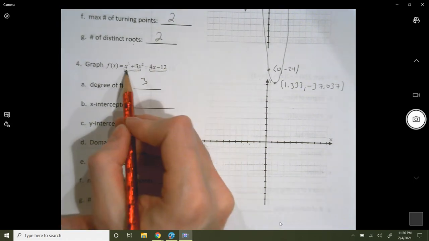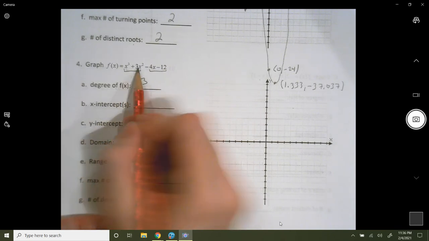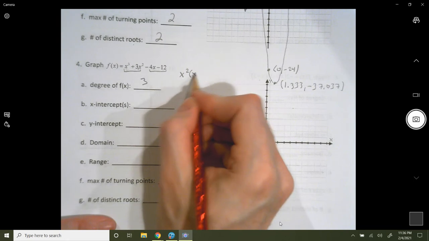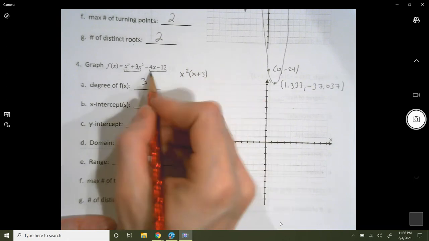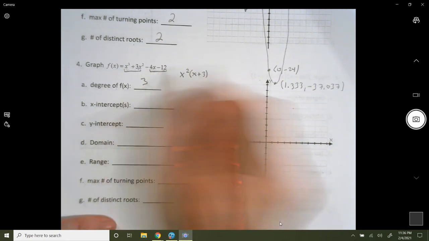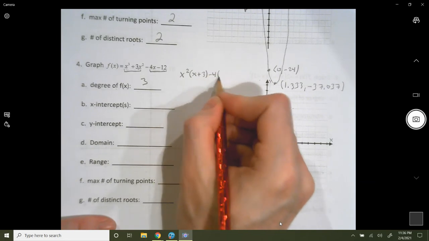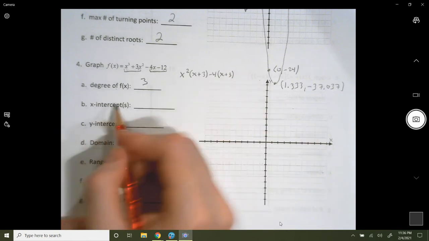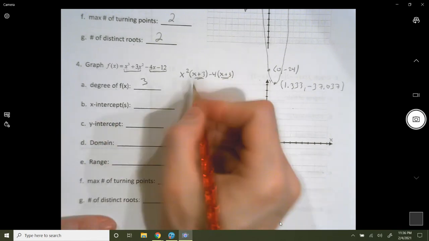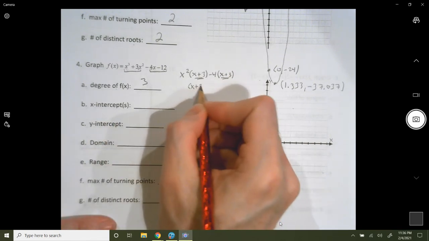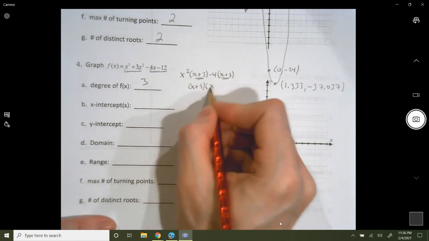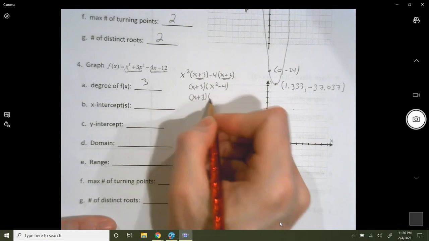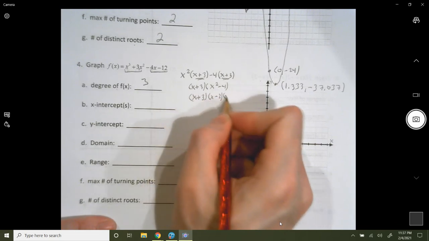I think out of the first 2, I can factor out an x squared, and I've got x plus 3. And out of these 2 terms, I can factor out a negative 4, minus 4 times x plus 3. So I've got a common factor. Factor out the x plus 3 from both terms. I'm left with x squared minus 4. So I've got x plus 3, x minus 2, and x plus 2.